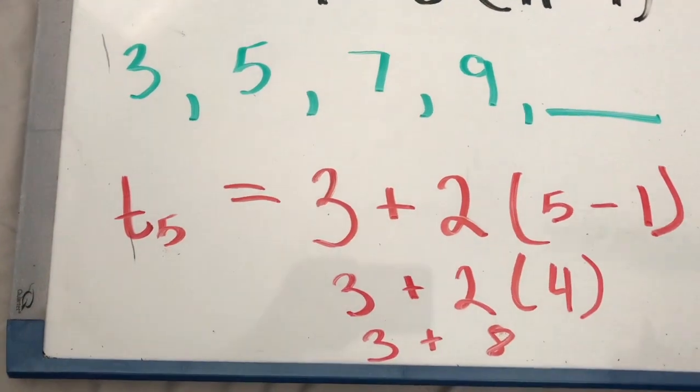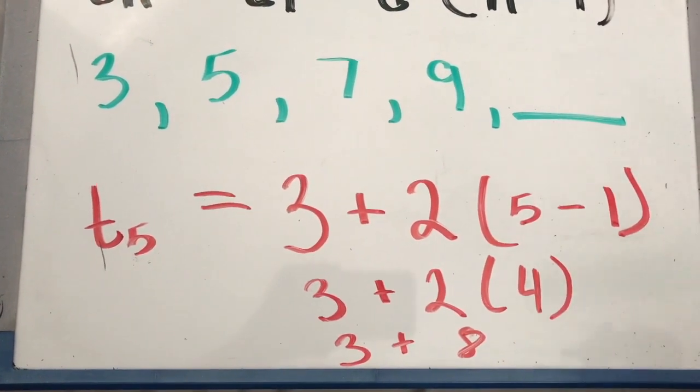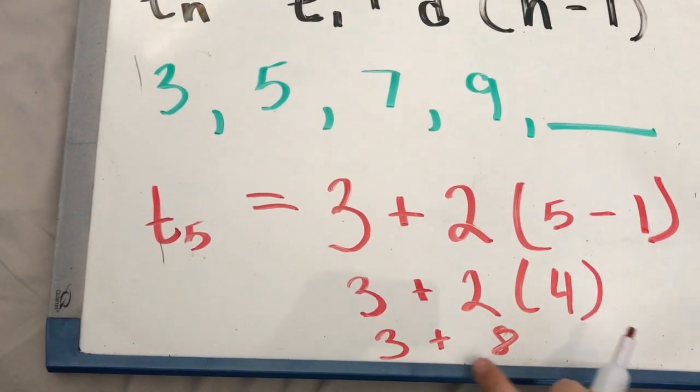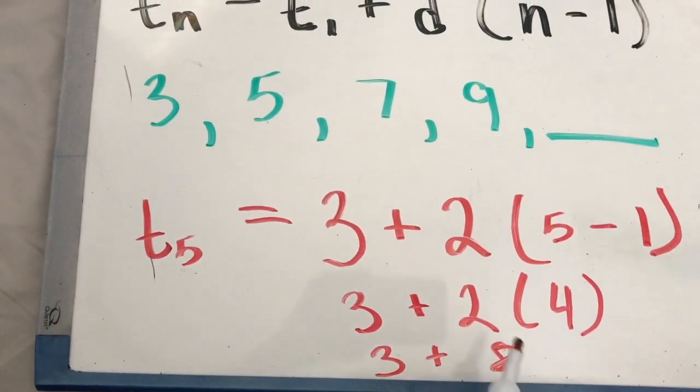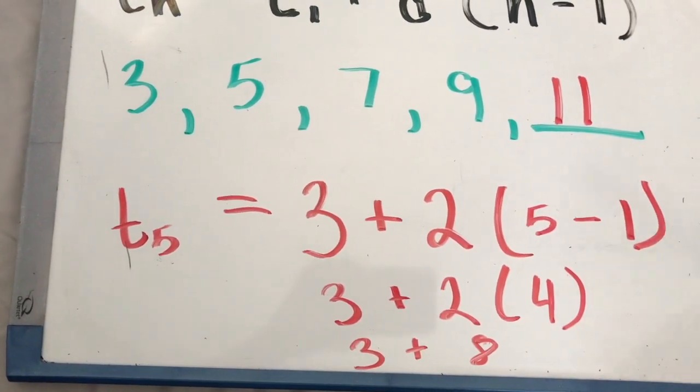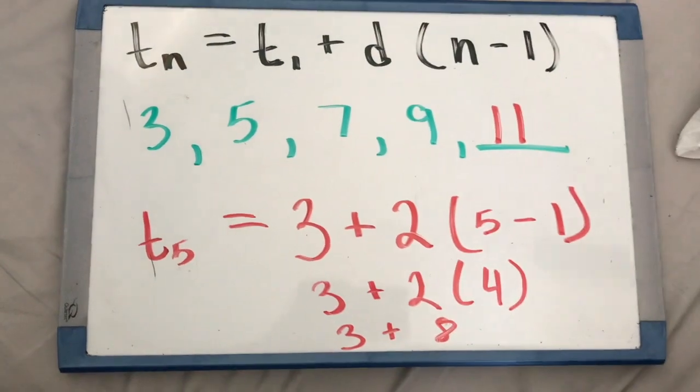And then the final step is just to add these. So now I've got 3 plus 8, and that gives me 11. So 8 plus 3 gives me 11. So now I know that my next term is 11. So t of 5 is equal to 11.